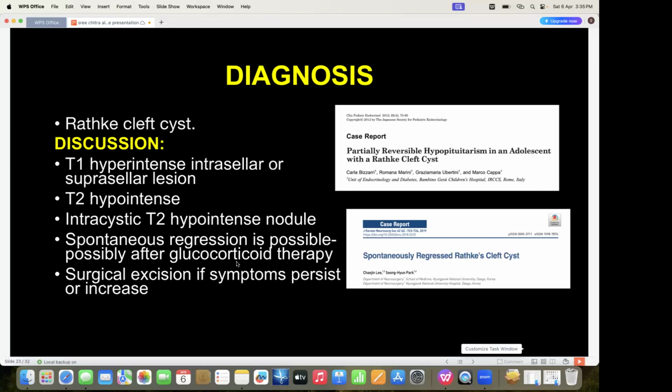So in our case, till now, surgery was not done for the patient as the cyst is reducing in size, and the patient is also symptomatically very much improved. With only glucocorticoid therapy, he has significantly improved. So that's why surgical excision was deferred at that point of time.